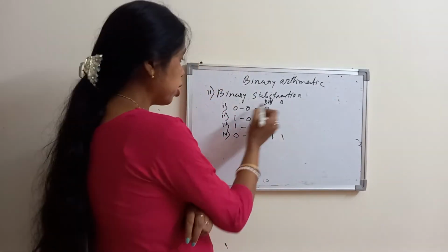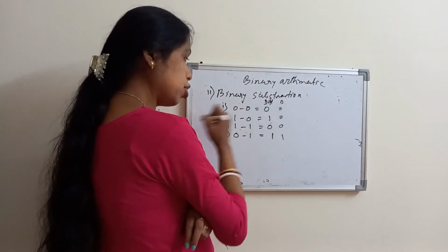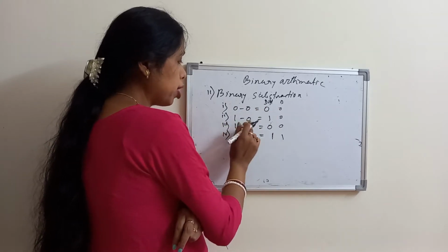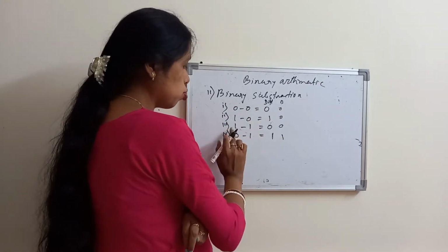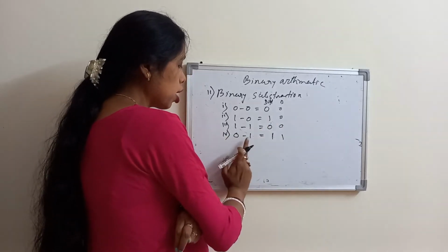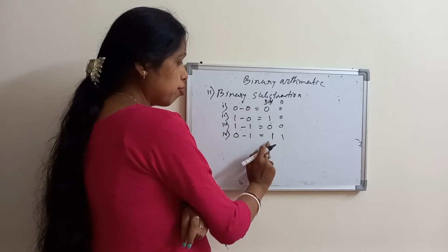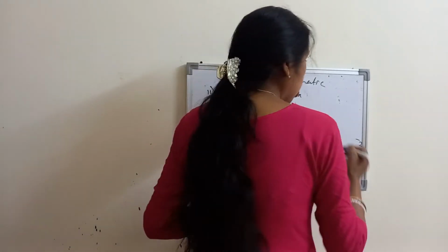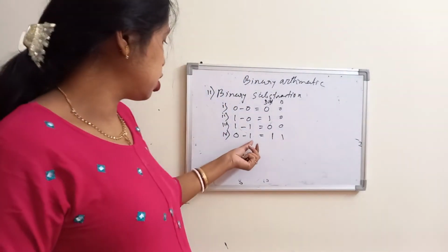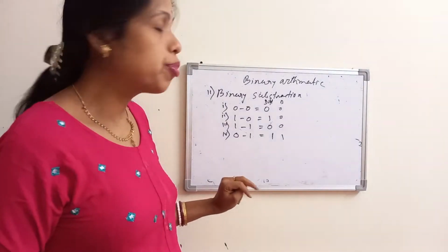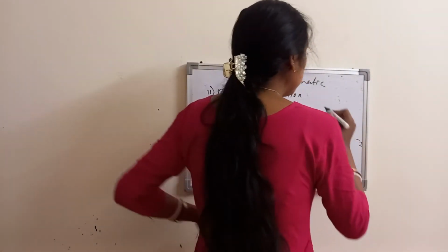See, in all the other cases borrow is 0. 0 minus 0, difference is 0, borrow is also 0. 1 minus 0, difference is 1, borrow is 0. 1 minus 1, difference is 0, borrow is also 0. So if you subtract 1 from 0, you will get difference 1 and borrow 1. How are we getting that? First of all, remember that this number is smaller as compared to this number.